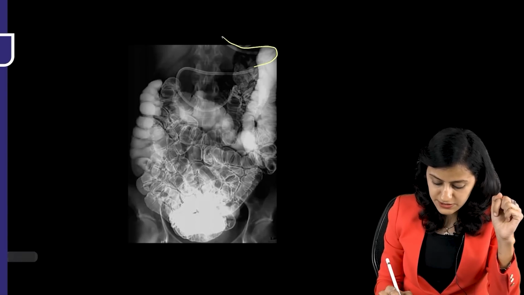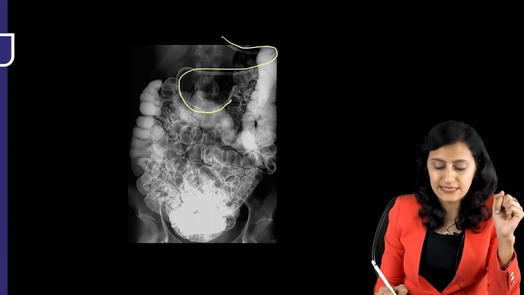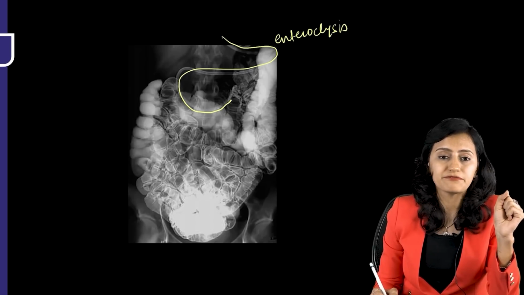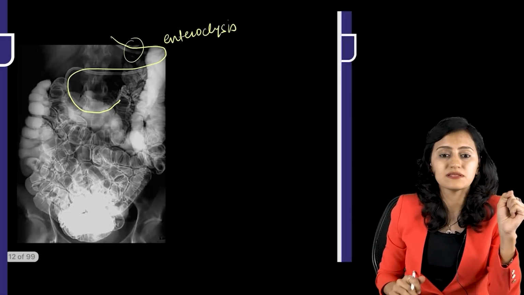So what you will see is the tube like this in enteroclysis. That is how you will differentiate it from BMFT, right? You will not see the barium in the stomach.